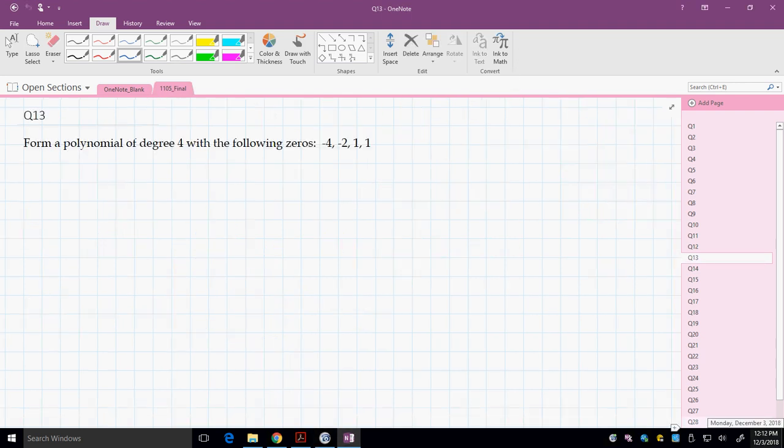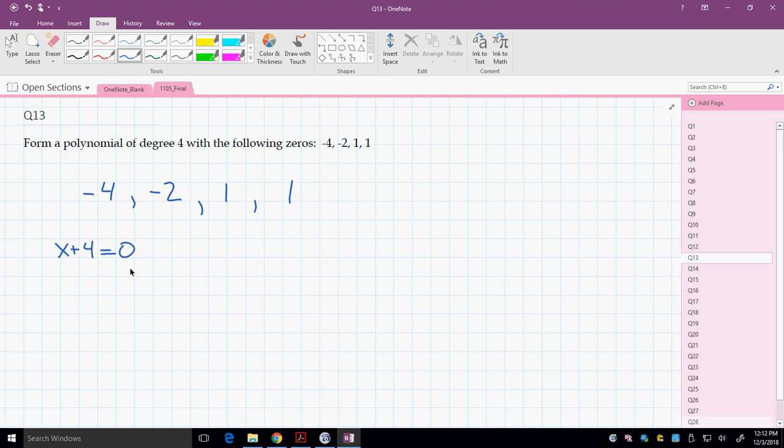13. Form a polynomial of degree 4 with the following zeros. When they give you the zeros, you have to think that we have to go backwards. 1 and 1. That's the final answer. And remember that this is coming from x plus 4 equals 0. When you solve for this, you will get negative 4.